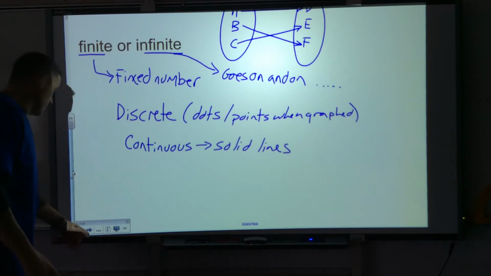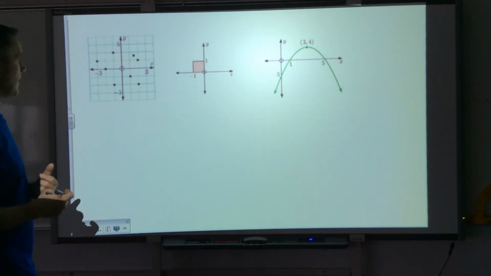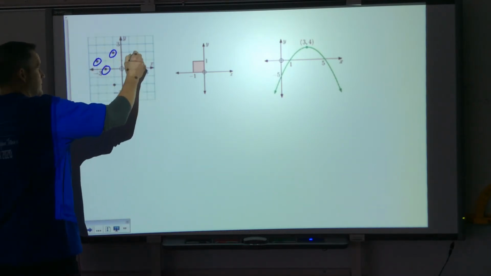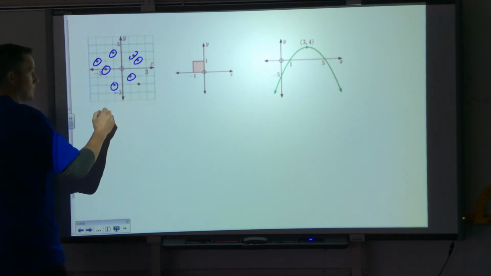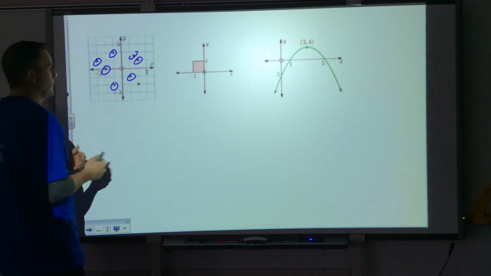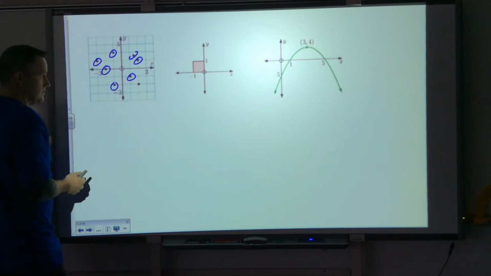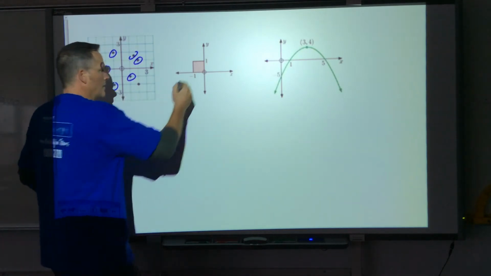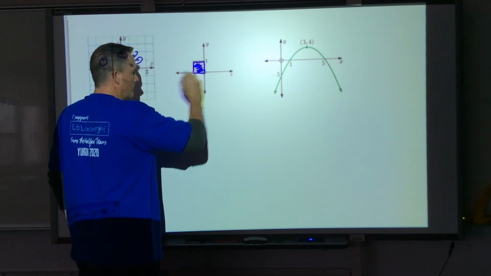So what it comes down to is relations connect two pieces of information. In this particular case, these dots represent the relation. Okay, that's how we connect whatever. There's no graph or no equation to go with this, but these dots represent whatever the relation is. In this case, it could be anything. In this case, this area in here represents my relation.